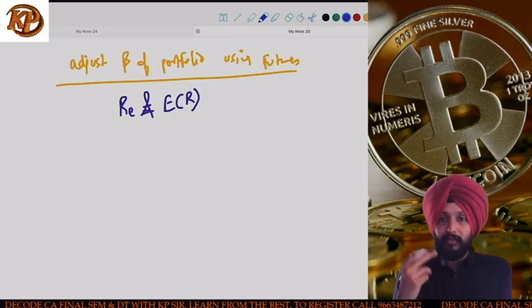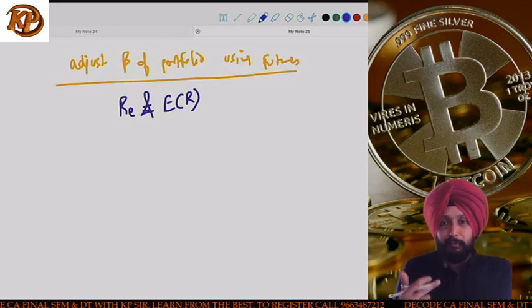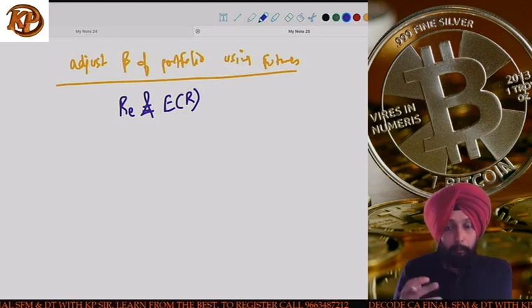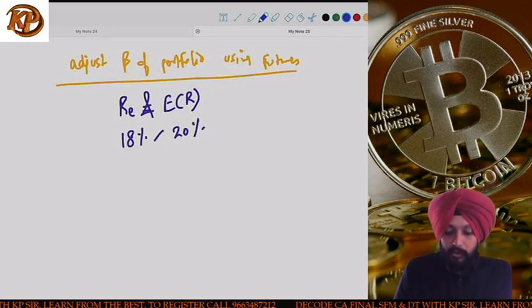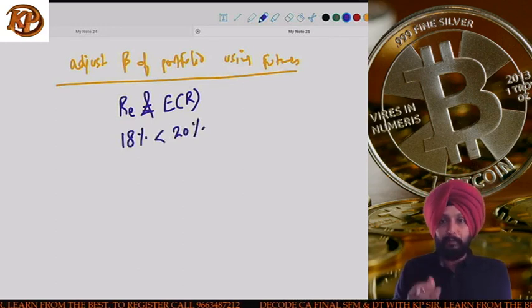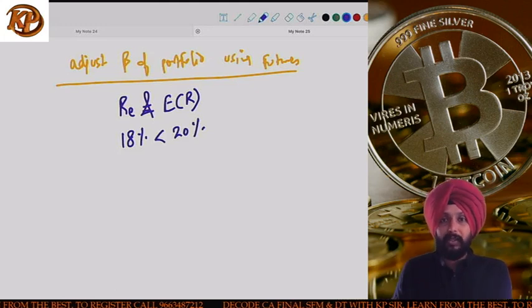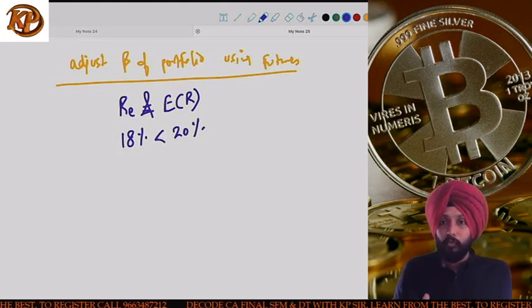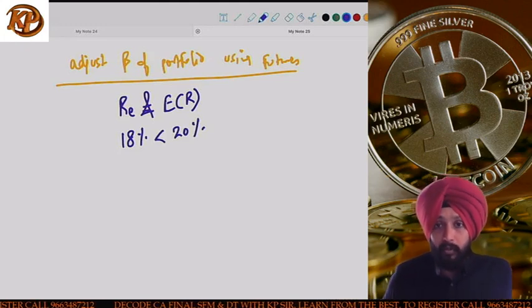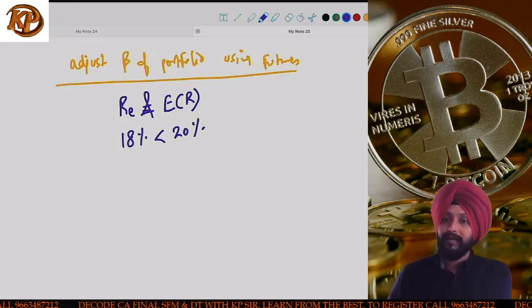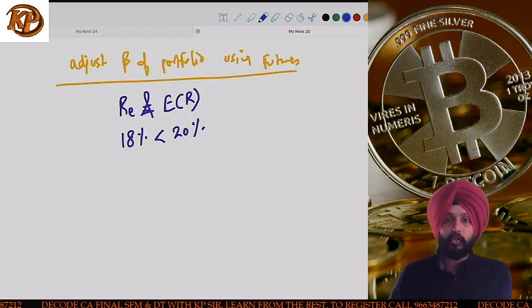RE is what the investor is requiring. ER, expected return, is what the stock is expected to pay. Suppose my requirement is 18% and expected return is 20%, then in that case we assume that the stock is underpriced, because the stock is capable of paying me more than my requirement. So we compare RE and ER to decide if the stock is underpriced or overpriced.